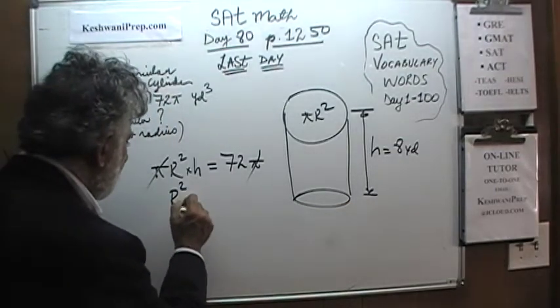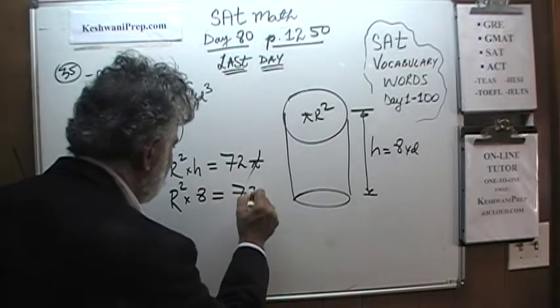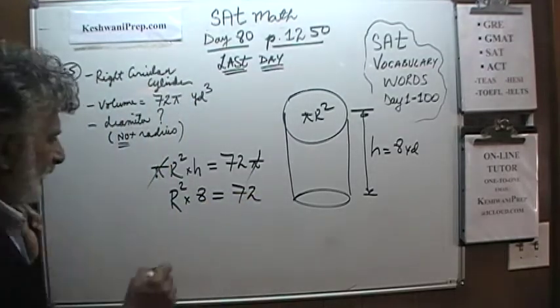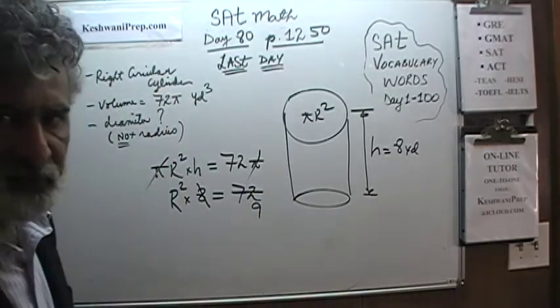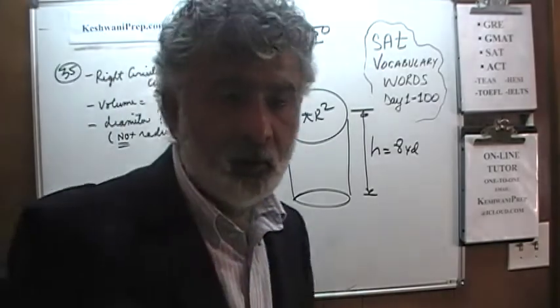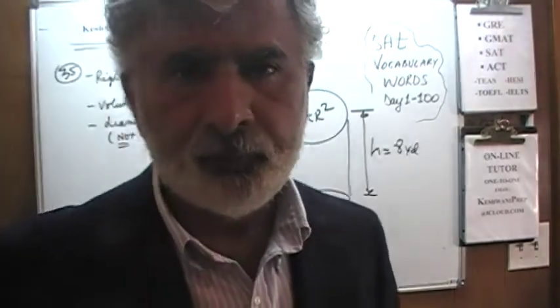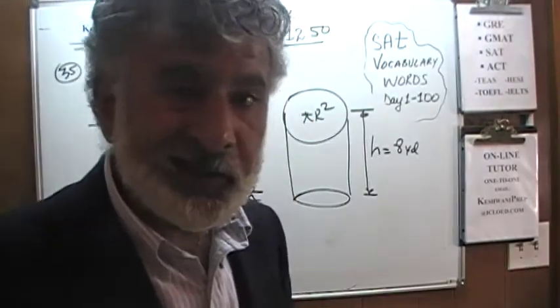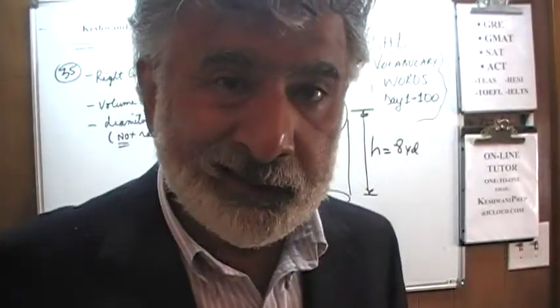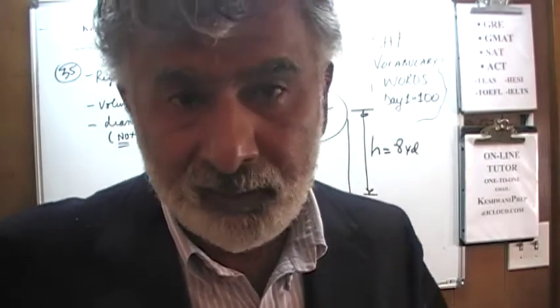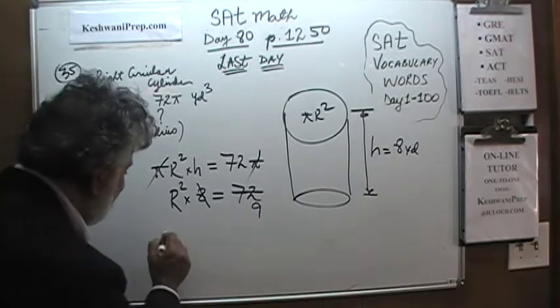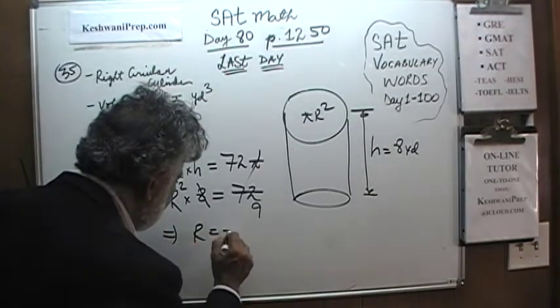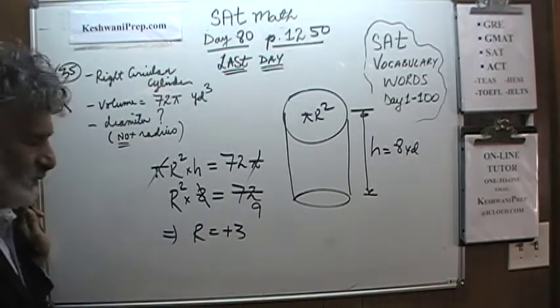So r squared times 8 will be simply 72. Let's divide both sides by 8. 8 goes away, and 72 is made up of 9 eights, or 8 nines are 72. How do I know that 9 eights are 72? Because if we have 10 eights, 10 times 8 would be 80, and 80 minus 8 is 72. So that's it. R squared is 9, which implies that r has to be 3, obviously positive 3.